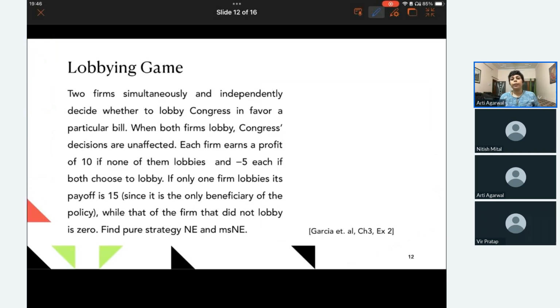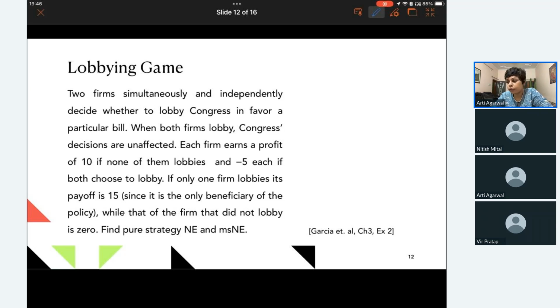Now there is a lobbying game. This is the next game I'll discuss. After this, there is one more game, and I don't know, maybe we will not have time to solve both the games, but I will definitely post a solution. But in this one and the next game, my main attention is not on solving the game, but more towards how do you write the game table for this kind of a game?